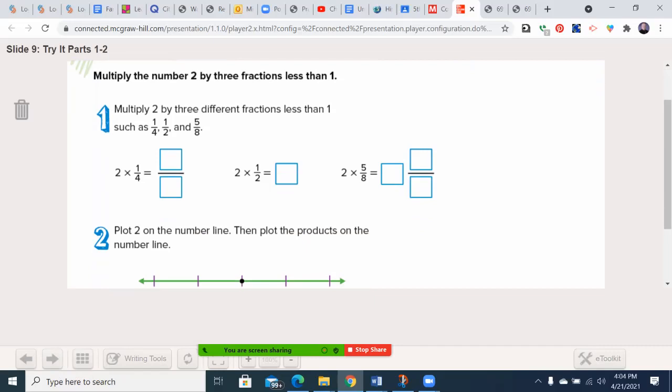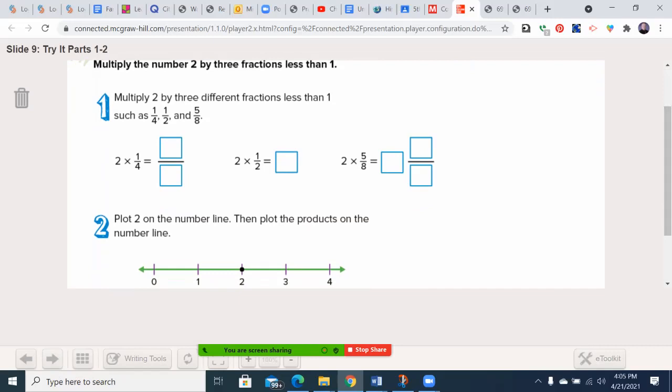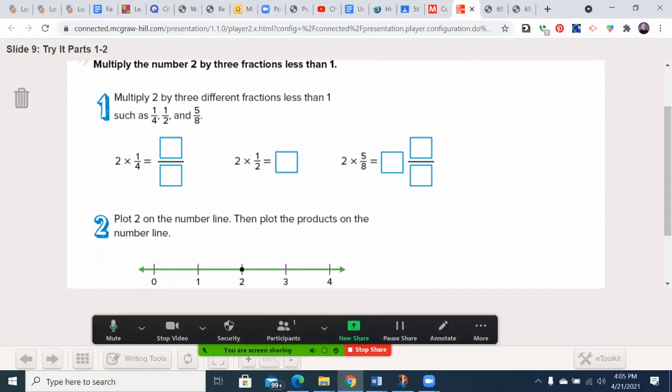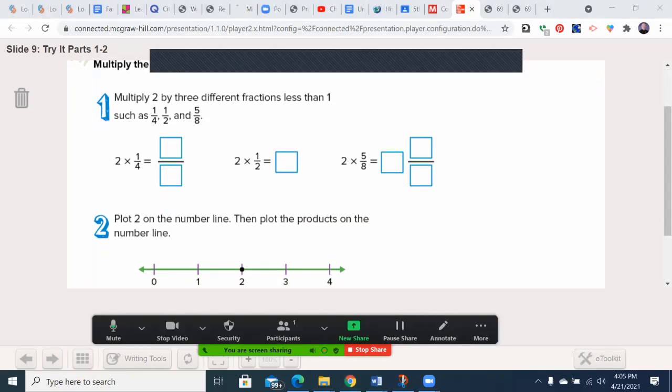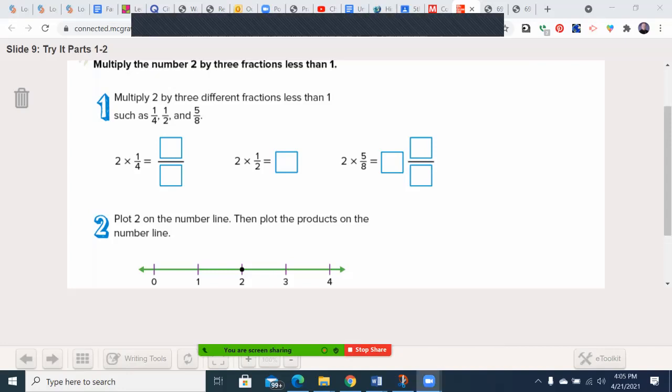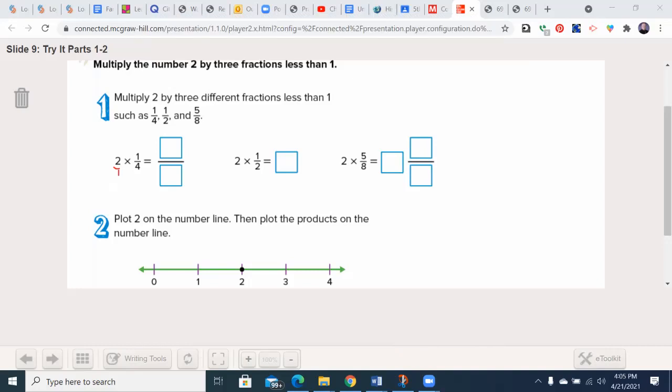Well, in the last one, we were multiplying the number 2 by 3 fractions greater than 1, which gave us a product that was greater than the original 2 that I was scaling. But now we're going to do it by fractions less than 1. And if you were listening at the beginning, you probably know where this is going to go. So 2 times 1/4. Remember, anytime you multiply a whole number, you turn it into a fraction. 2/4, which is 2 times 1 and 1 times 4, which is equal to 1/2. I'm going to go ahead and put that right there. That's my 1/2. 2 times 1/2, that's 2/2, which is 1.